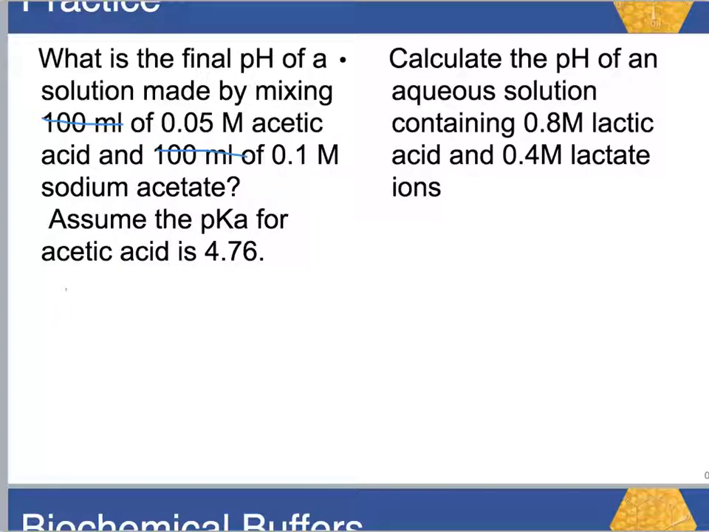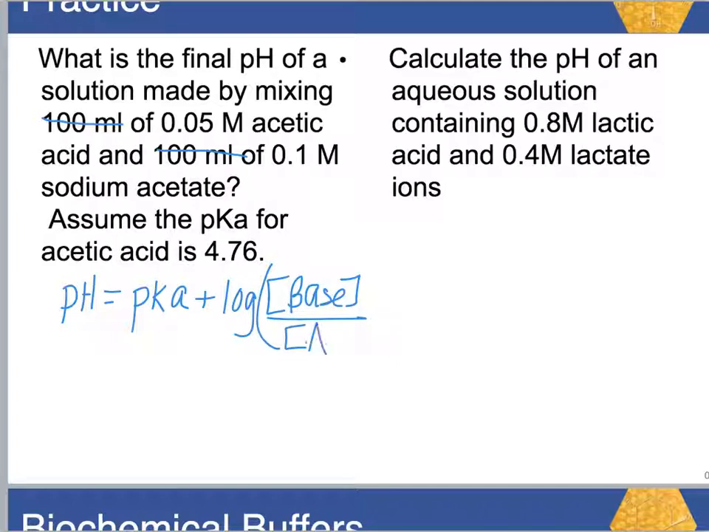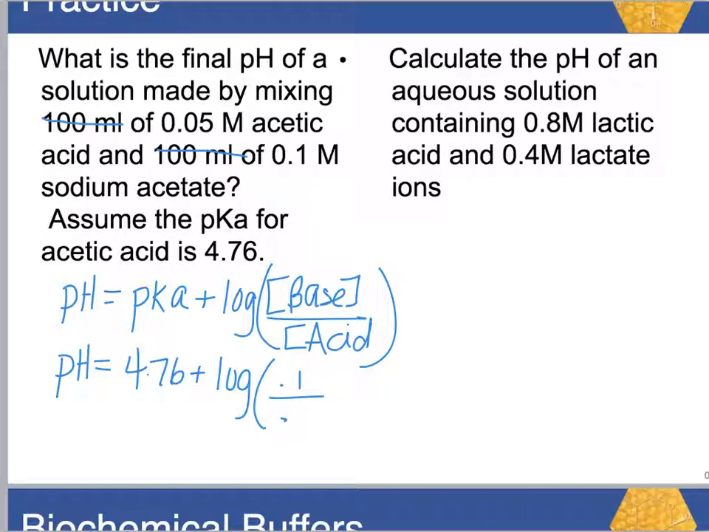So remember, the pH is equal to the pKa plus the log of the concentration of the base over the concentration of the acid. So in this case, pH equals 4.76 plus the log of the base, which is 0.1 over 0.05. And when I do the math on this, I wind up getting a pH equal to 5.06. All right, try the next one.